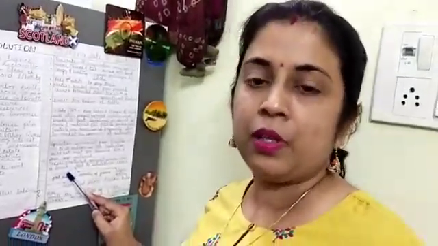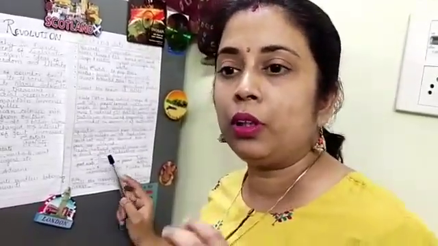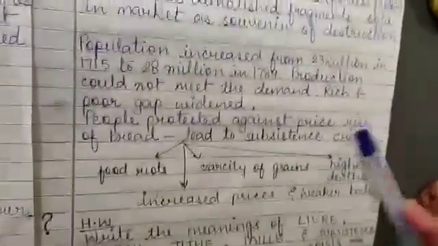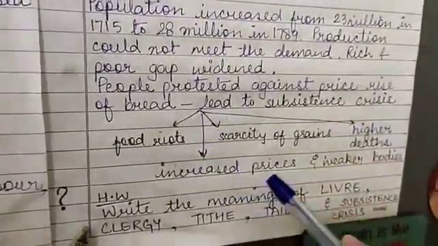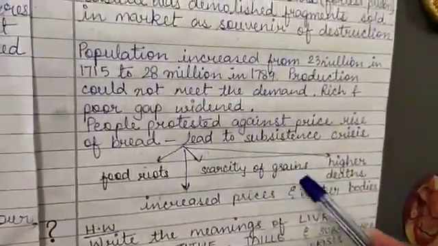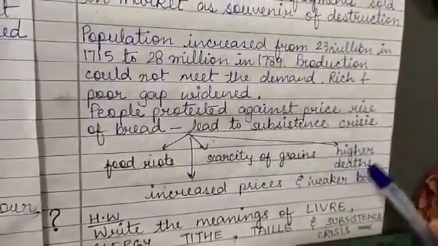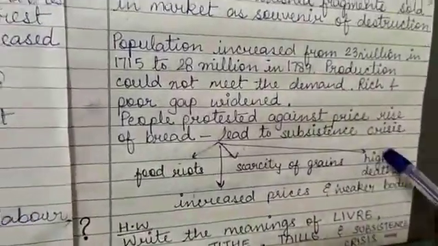Most workers were employed as laborers in workshops whose owner fixed their wages. So that created a subsistence crisis. And what is a subsistence crisis? That is food rights, increased prices and weaker bodies, scarcity of grains, higher debt. This is all subsistence crisis.